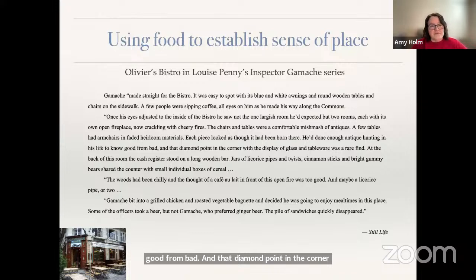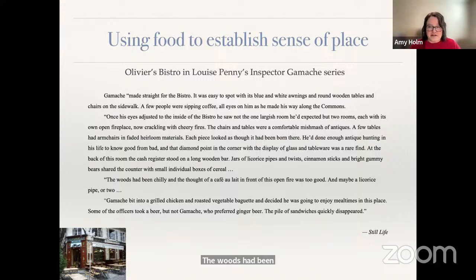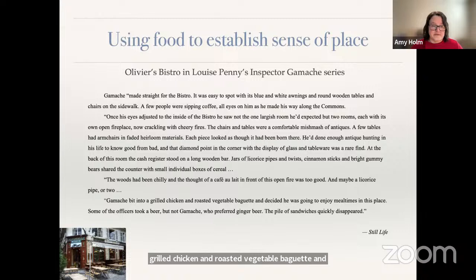At the back of this room, the cash register stood on a long wooden bar. Jars of licorice pipes and twists, cinnamon sticks, and bright gummy bears shared the counter with small individual boxes of cereal. The woods had been chilly, and the thought of a cafe au lait in front of this open fire was too good, and maybe a licorice pipe or two. Gamache bit into a grilled chicken and roasted vegetable baguette and decided he was going to enjoy meal times in this place. Some of the officers took a beer, but not Gamache, who preferred ginger beer. The pile of sandwiches quickly disappeared.